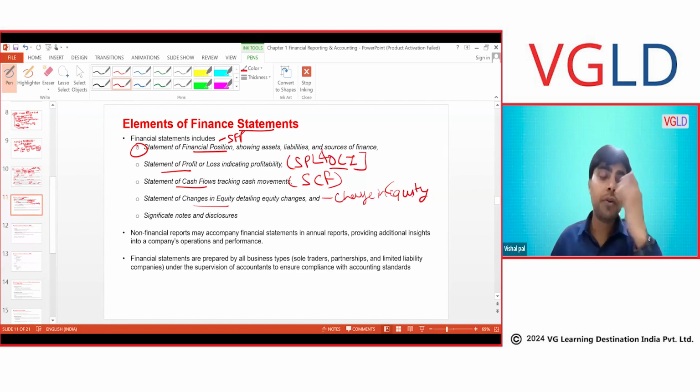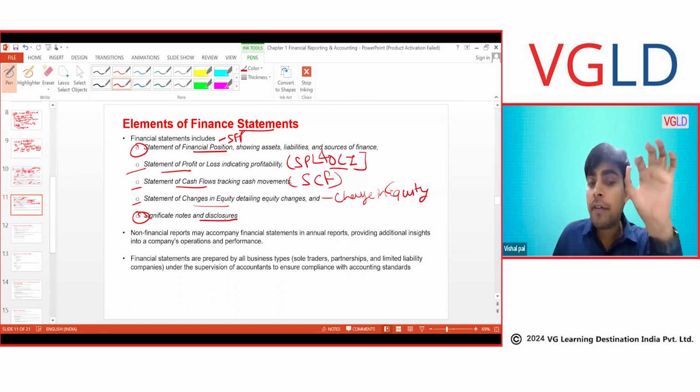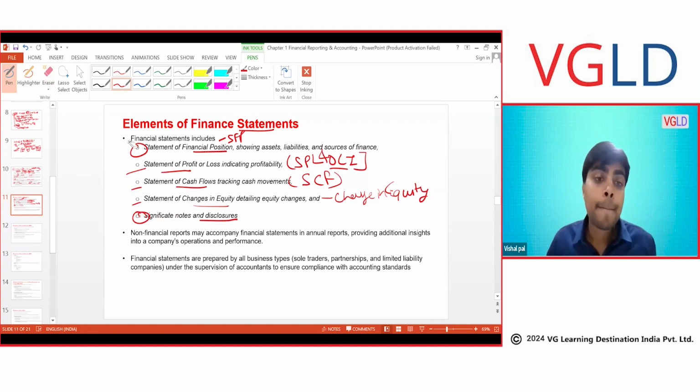Now, as I told you, whenever we talk about financial statement, other than these four components, we also include notes to accounts. Okay. Never forget that when we talk about financial statement, notes and disclosures are a significant part. Now, we also learn that when we talk about financial statement, there are some non-financial factors as well, which is called non-financial reports. Okay, like annual report. We'll learn about the annual report.